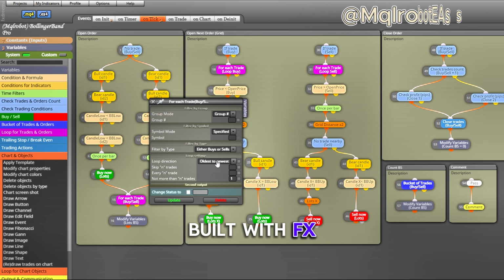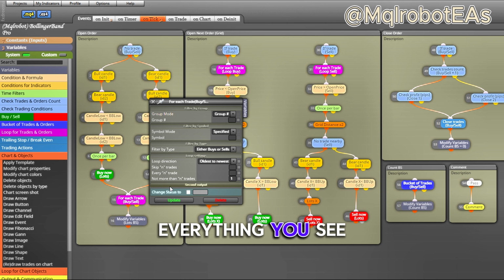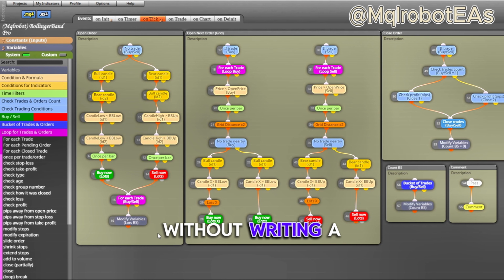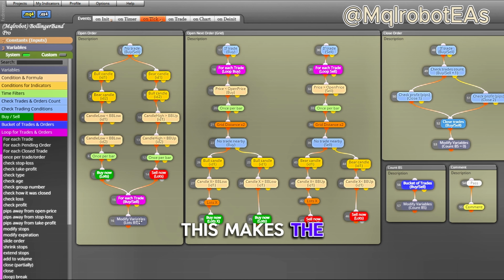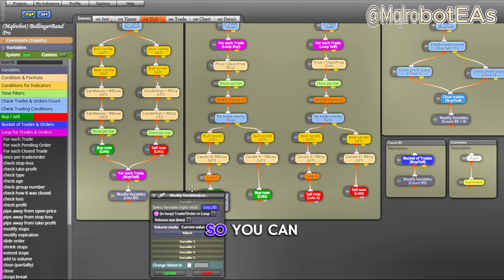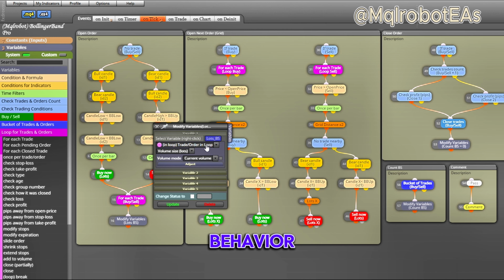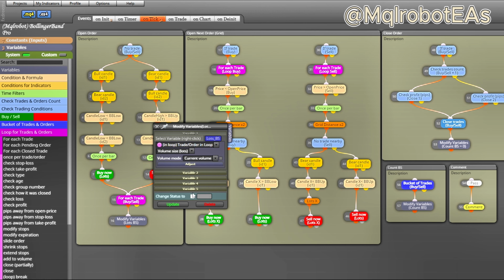Built with FXdreema, no code. Everything you see here is created using FXdreema's visual logic builder without writing a single line of code. This makes the EA easily customizable, so you can modify conditions, add filters, or adjust the grid behavior for your preferred strategy.